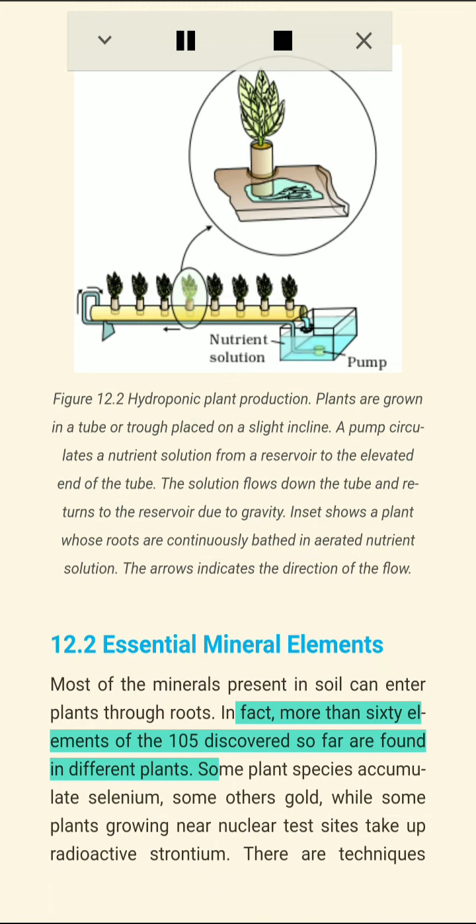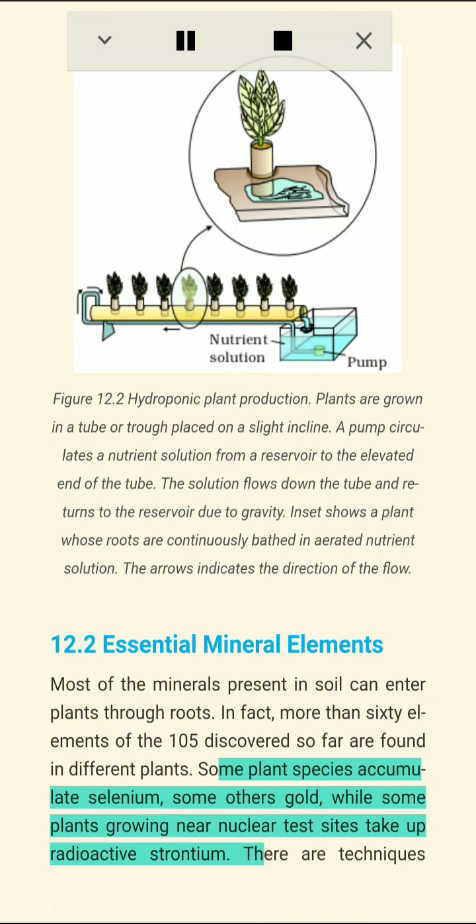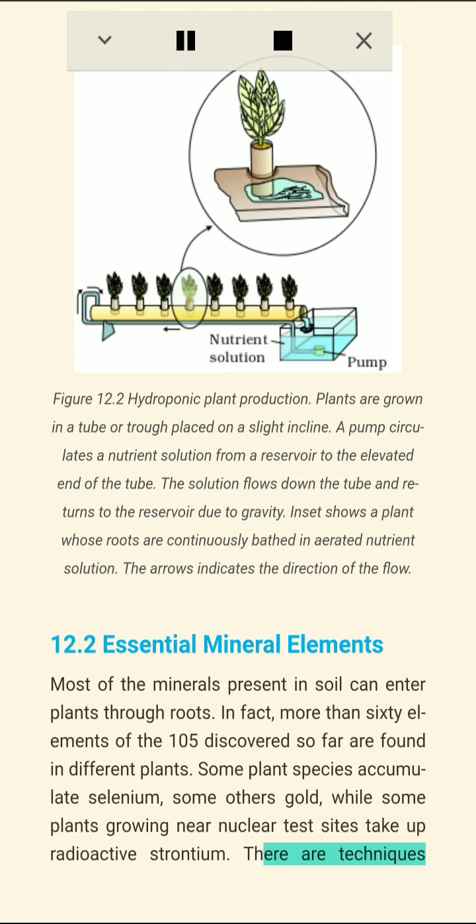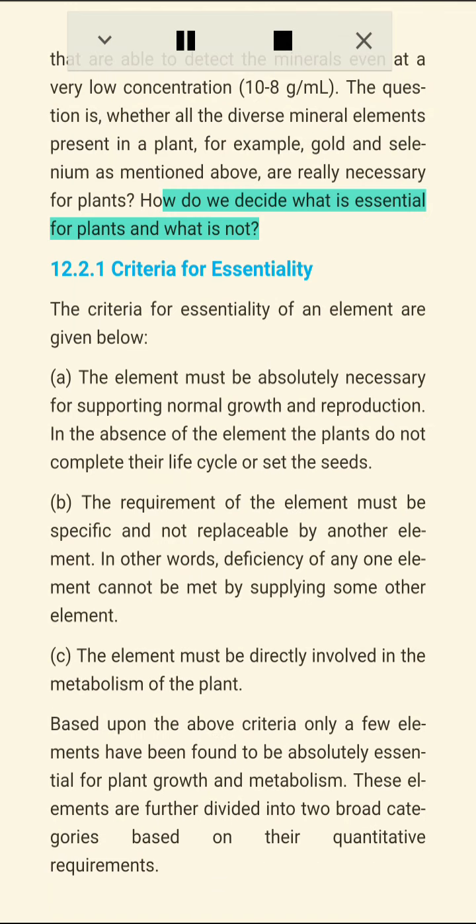12.2 Essential mineral elements. Most of the minerals present in soil can enter plants through roots. In fact, more than 60 elements of the 105 discovered so far are found in different plants. Some plant species accumulate selenium, some others gold, while some plants growing near nuclear test sites take up radioactive strontium. There are techniques that are able to detect the minerals even at a very low concentration, 10 to the power minus 8 gram per milliliter. The question is whether all the diverse mineral elements present in a plant, for example, gold and selenium as mentioned above, are really necessary for plants. How do we decide what is essential for plants and what is not?